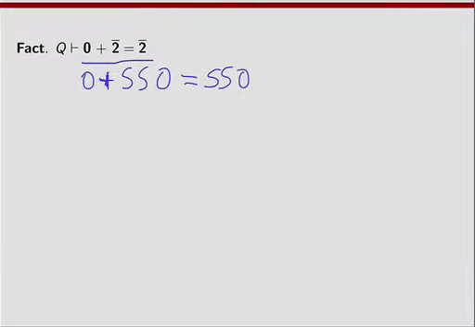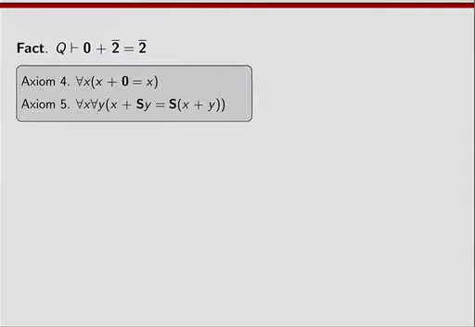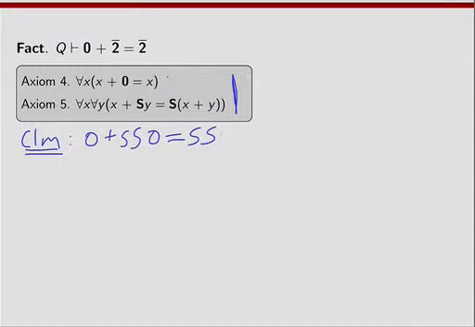In order to do that, we really just need the axioms involving plus. As a reminder, here are the two axioms involving plus that we will need to use. So the claim is that we want to prove that 0 plus successor of 0 is equal to successor of 0.